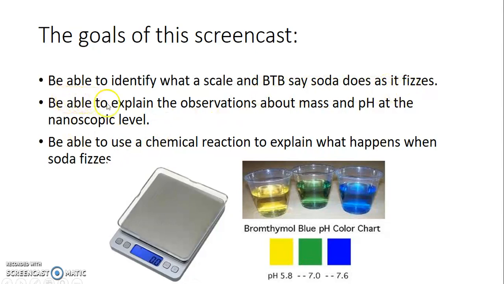The next goal is to be able to explain the observations about mass and pH at the nanoscopic level. In other words, why do the mass and pH change, using atoms and molecules as a reference? What are the atoms and molecules doing that causes the BTB and scale to give us those results? And then lastly, related to this middle one, we need to be able to use a chemical reaction to explain what happens when soda water fizzes. We're going to use chemical reactions here.